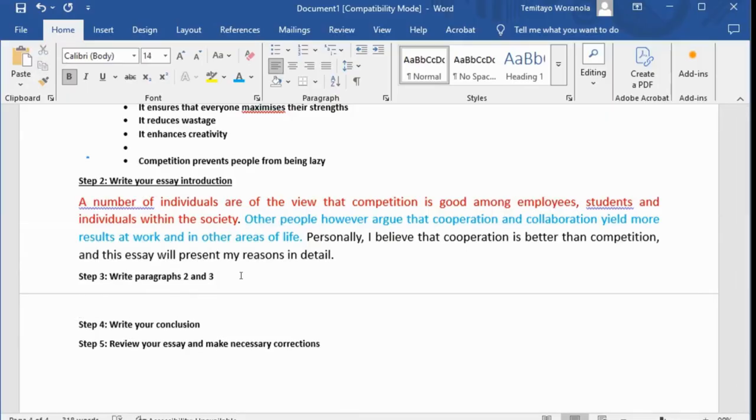Now, this is a discussion essay. My position is that collaboration is better. That position that I support must be in paragraph 3. Please take note of that. The position that you support when it comes to a discussion essay should be in paragraph 3. Okay? It should be in what paragraph? Paragraph 3. The position that you don't support should be in paragraph 2.